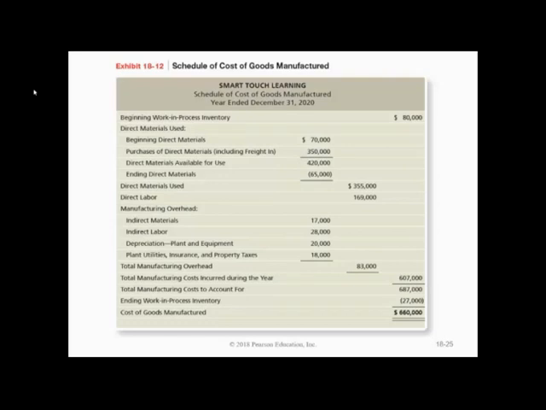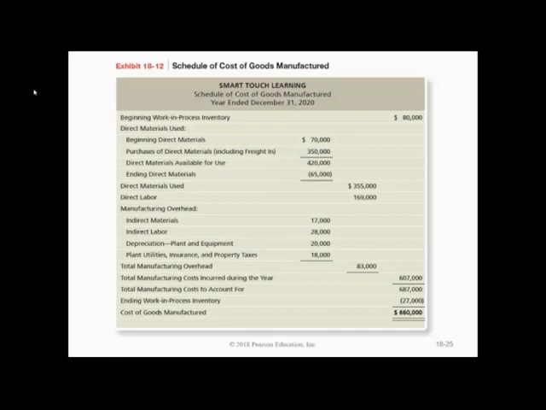So we use that Pepsi formula. Again, beginning plus additions gives you the amount available, less what you have in ending gives you the amount that you actually used, to determine that we had $355,000 worth of direct materials. We know to a T what our direct labor costs were, and we also know what our manufacturing overhead costs were. So you add those up and you come up with your total costs incurred during the period.